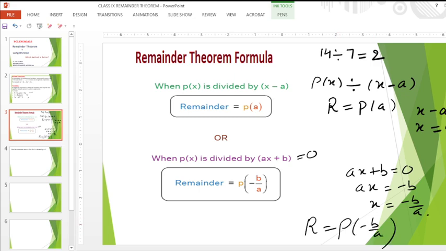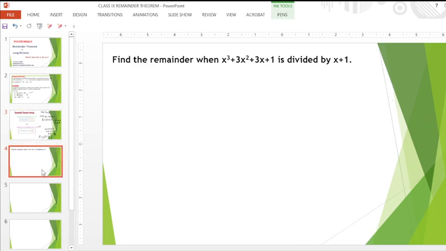I hope it's clear so you can better understand. I will give you one example also. So let's look at the example. This is a question, so I have written it for you. Let's solve this. First, I will solve it by applying the remainder theorem.